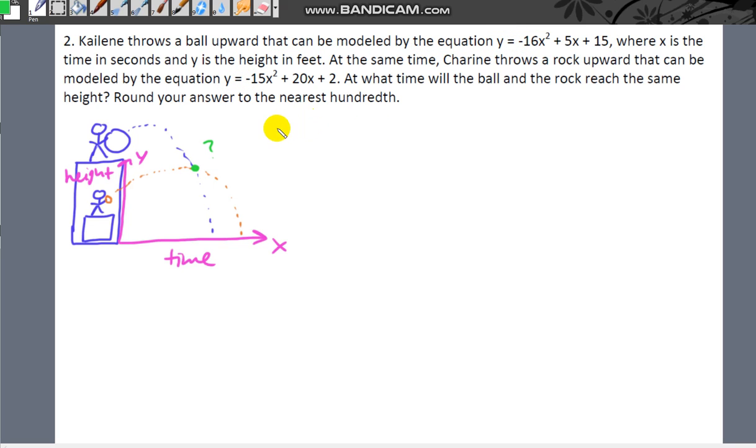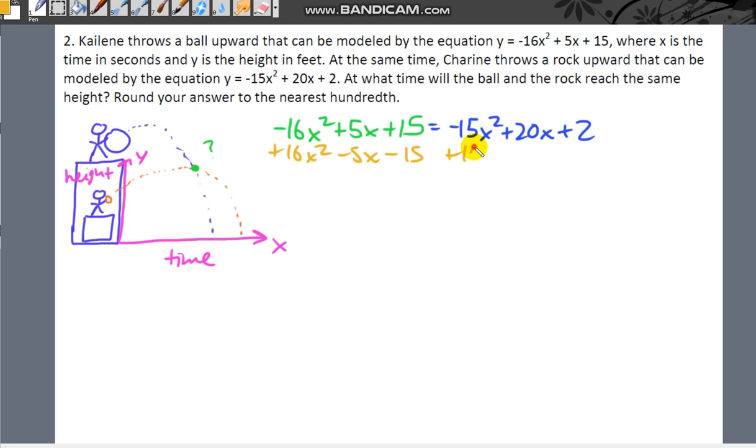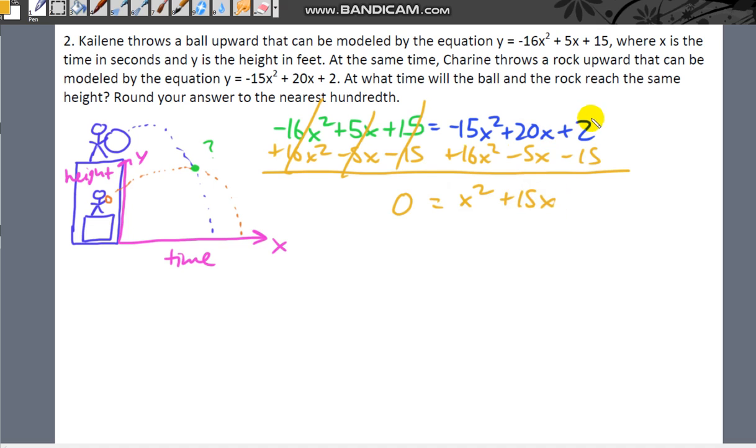Okay, so we have negative 16x squared plus 5x plus 15, and then this equals negative 15x squared plus 20x plus 2. Okay, so next, we want to get all the terms on one side. Eventually, we want to try the quadratic formula. So what I see is we could add 16x squared, subtract 5x, and subtract 15. So our goal is we want to get 0 on one side. So we get negative 15x squared plus 16x squared is x squared. 20x minus 5x is going to be positive 15x. 2 minus 15 is going to be negative 13.